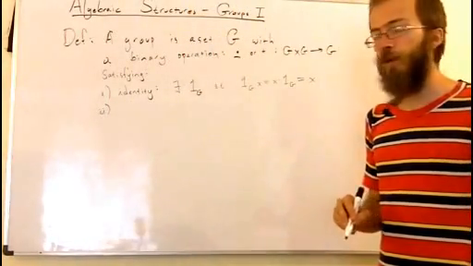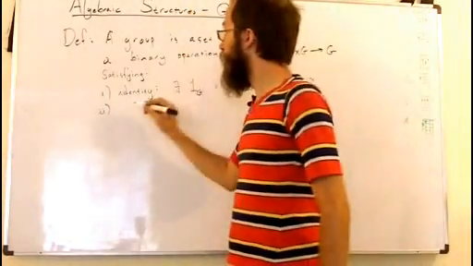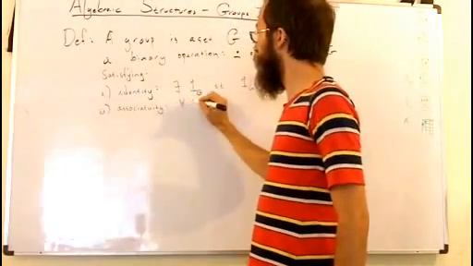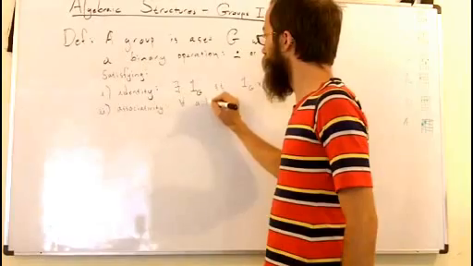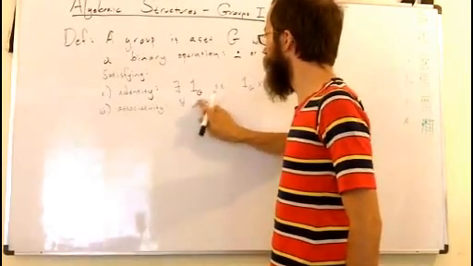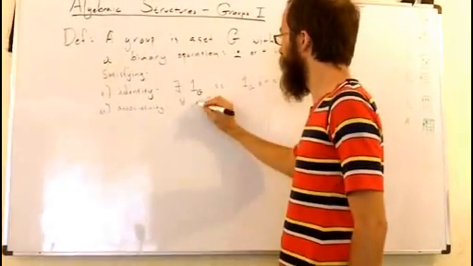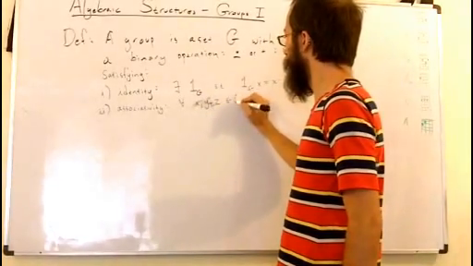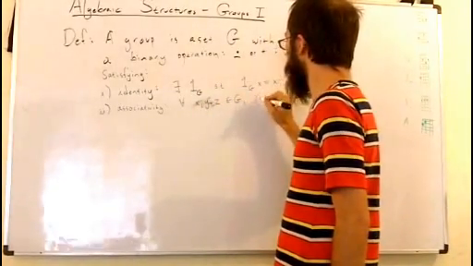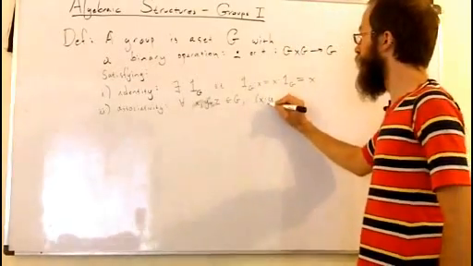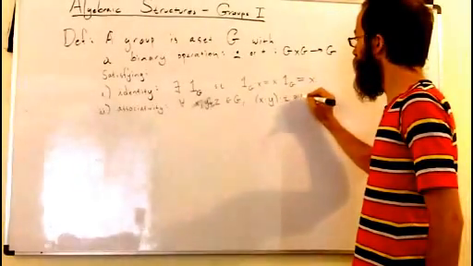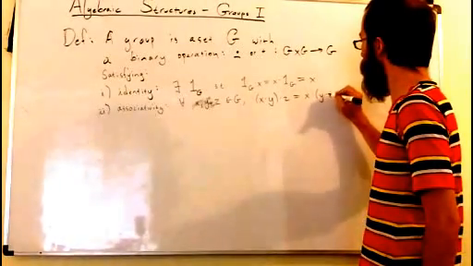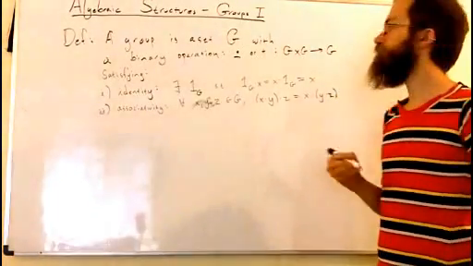We're also going to require that the product is associative. So that says that for all, actually let's keep our variables consistent. So for all X, Y, Z in G, (X times Y) times Z is equal to X times (Y times Z). Simple enough.